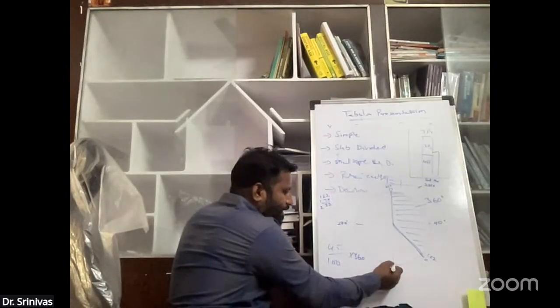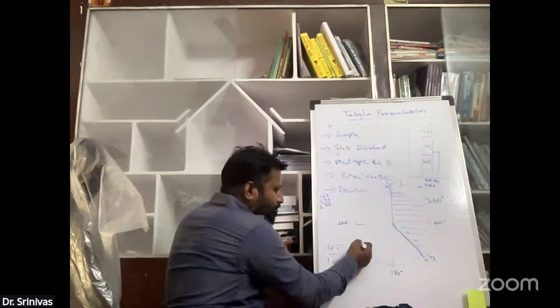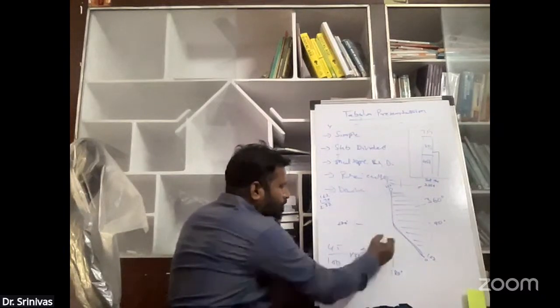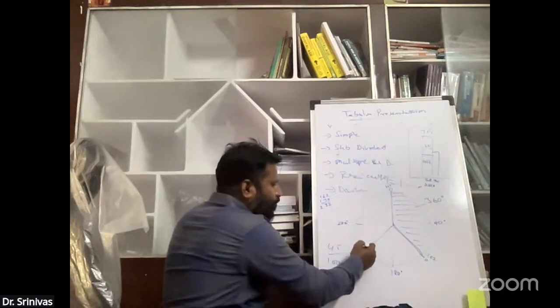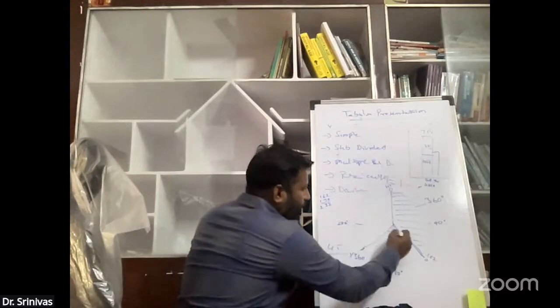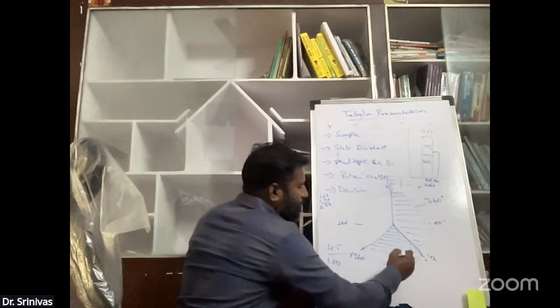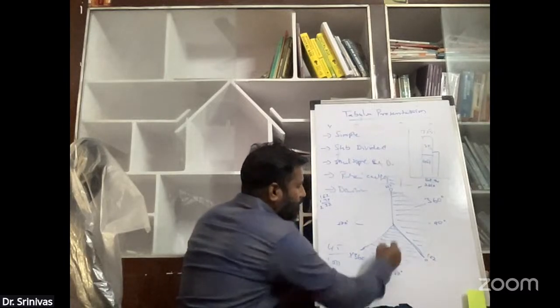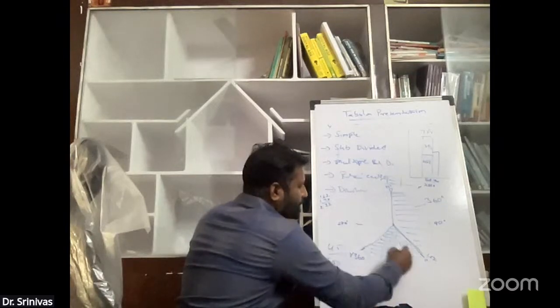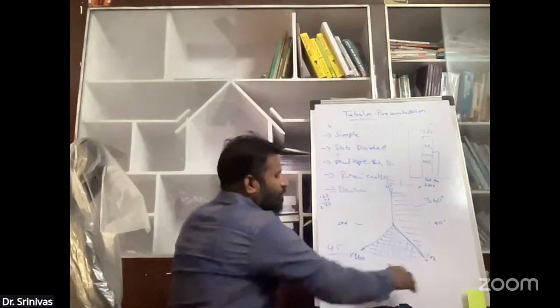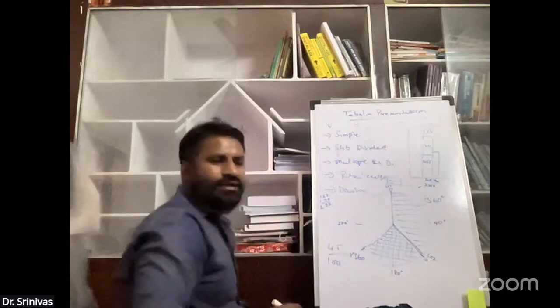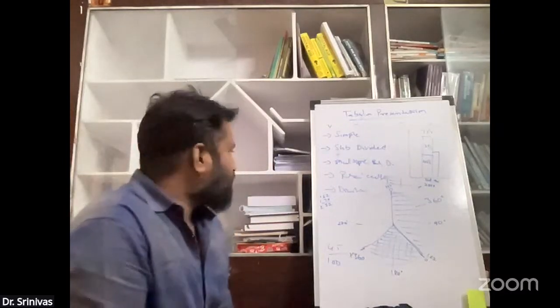232 means after 180, before 270. Here is 232. So up to here, this is relating to clothing, 72 degrees. 162 plus 72 is 232. This is clothing. And next one is what?